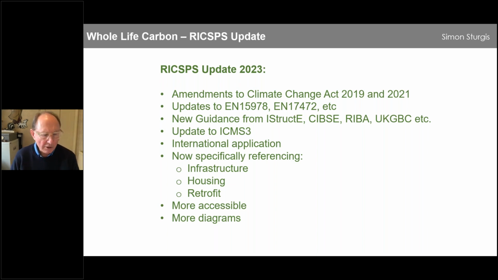We're also now trying to make the whole document a bit more accessible and less geeky, if I can put it like that. So we're specifically referencing things like infrastructure, things like housing schemes where they have roads and things in between, and retrofit. So we hope the whole document's going to be a lot more accessible, and we've got a lot more diagrams than we had before. And instead of being just purple and grey and black like the last document, we'll have every colour you can imagine. So it's much more friendly. Thank you very much. Next slide, please.